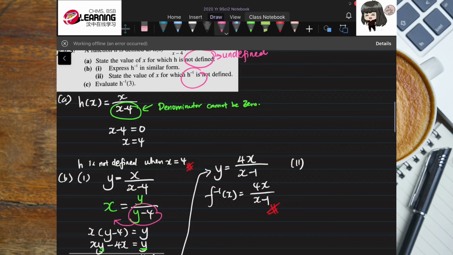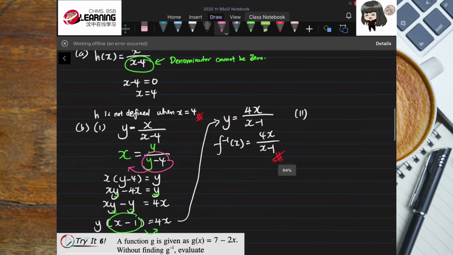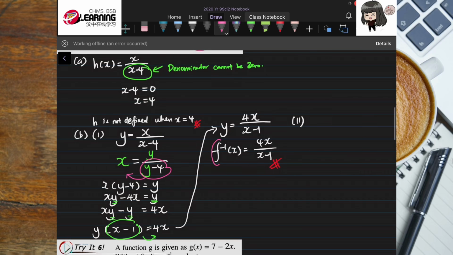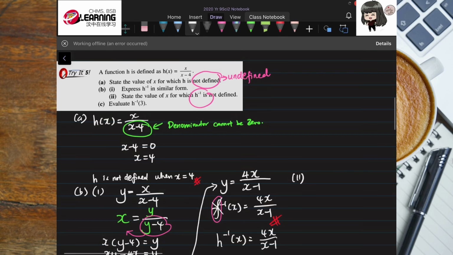Now h inverse. We look back at our h inverse. Oh, okay. Just now I wrote f here. I shouldn't have written f. It should be an h. Please change that. This one is supposed to be h inverse. Follow the alphabet that is given. If it's h, then it's h. If it's f, then it's f.